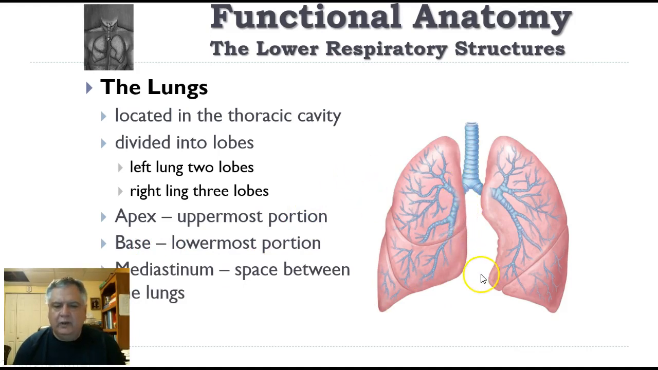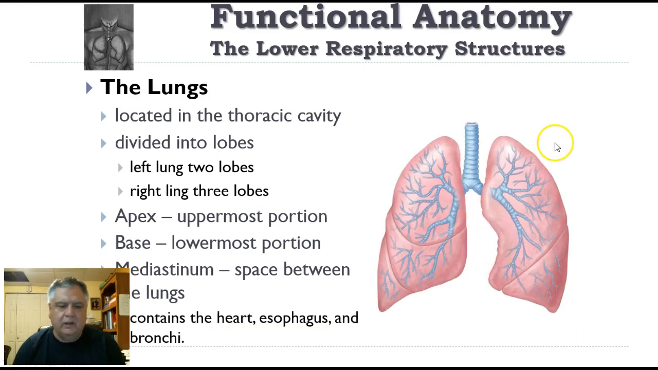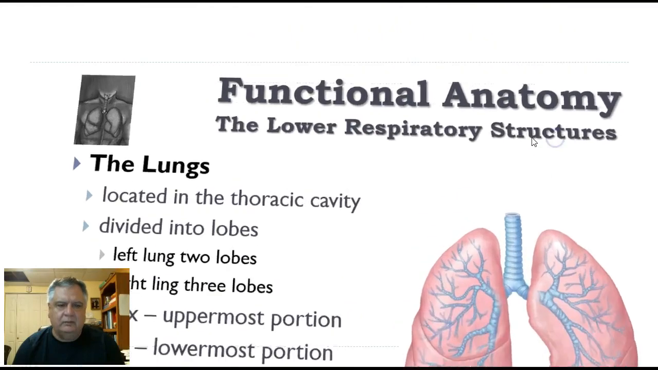There's a space between the lungs that allows for the esophagus to pass through, allows for the heart. That space is referred to as the mediastinum. You can actually see here in the mediastinum the outline of where the heart fits in. So as I said, that contains the heart, the esophagus, and even the bronchi there in the mediastinum.